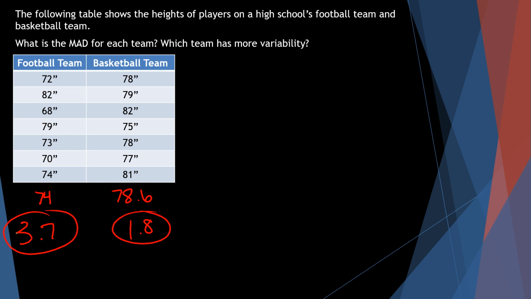Then the question says which team has more variability? Well, variability is related to your MAD. So whichever team has a higher MAD is going to have more variability. So the football team has more variability.